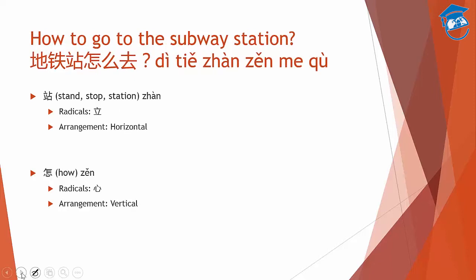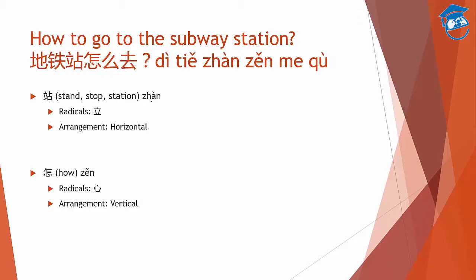Other than asking where is, sometimes you will ask how to go to somewhere. So the sample sentence I have here is how to go to the subway station. In Mandarin, we say 地铁站怎么去? So there are a few new words. So 站 means to stand, stop, or station. So in this context, it means station.